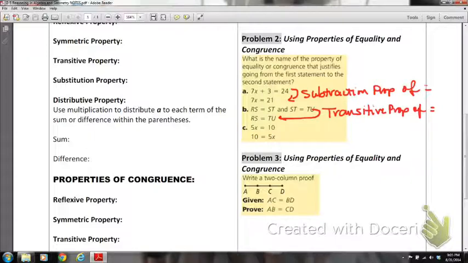In problem C, you start with 5x is equal to 10, and the next statement says 10 is equal to 5x. What property did you apply to get from the first statement to the second statement? All it did was switch sides. So this is the property that says if A is equal to B, then B is equal to A. That's the symmetric property of equality.